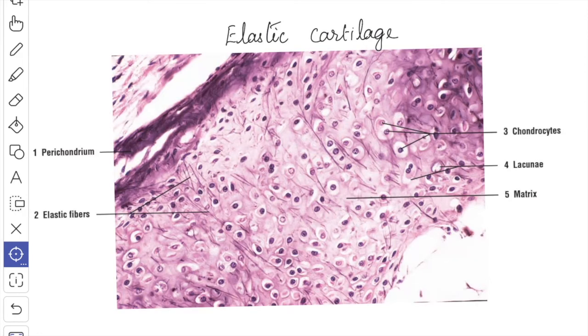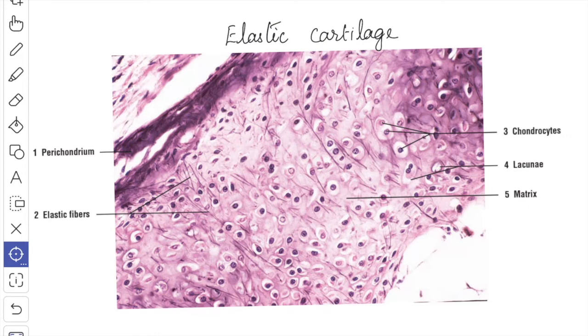Next we'll study about the elastic cartilage. The elastic cartilage, or yellow fibrocartilage, is similar in many ways to the hyaline cartilage. The main difference between the hyaline cartilage and elastic cartilage is that instead of collagen fibers, the matrix contains numerous elastic fibers that form the network. The fibers are difficult to see in hematoxylin and eosin stained sections, but they can be clearly visualized if special methods for staining elastic fibers are used.